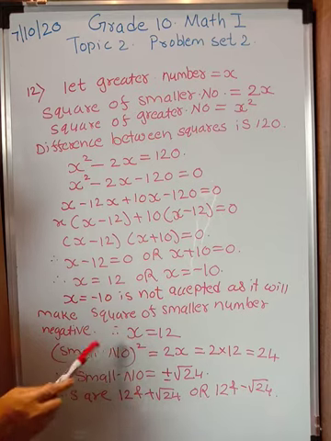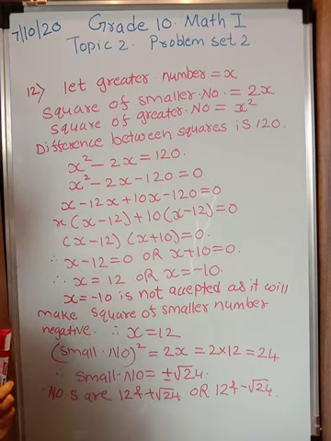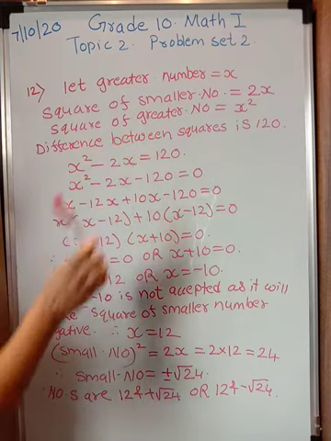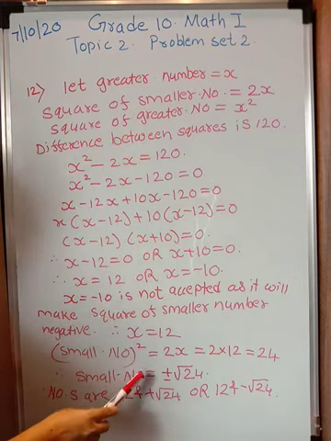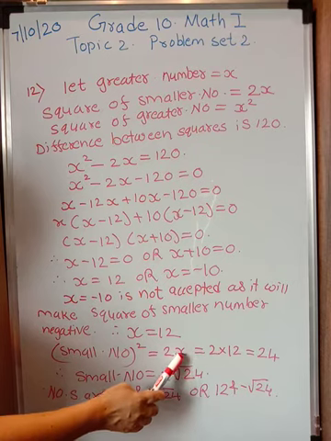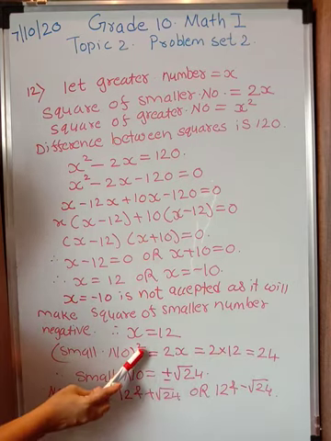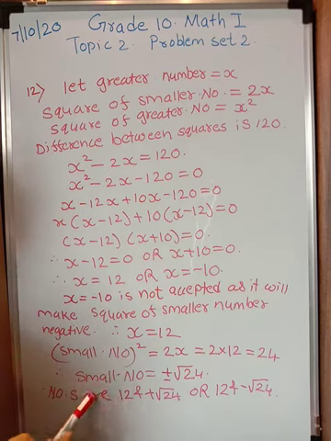And we have to find the numbers. So the greater number we already got, 12. Let us find the smaller number. We have the square of the smaller number is 2 into x. So the square of the smaller number is equal to 2 into x, which is 2 into 12, which is 24. So 24 is the square of the smaller number. So what is the smaller number?